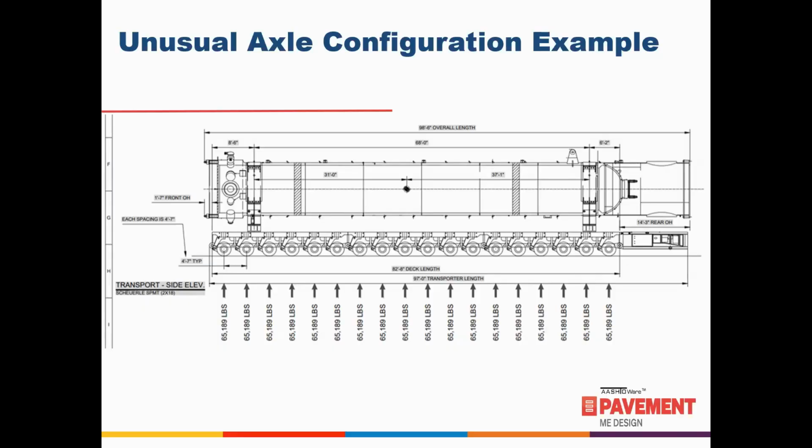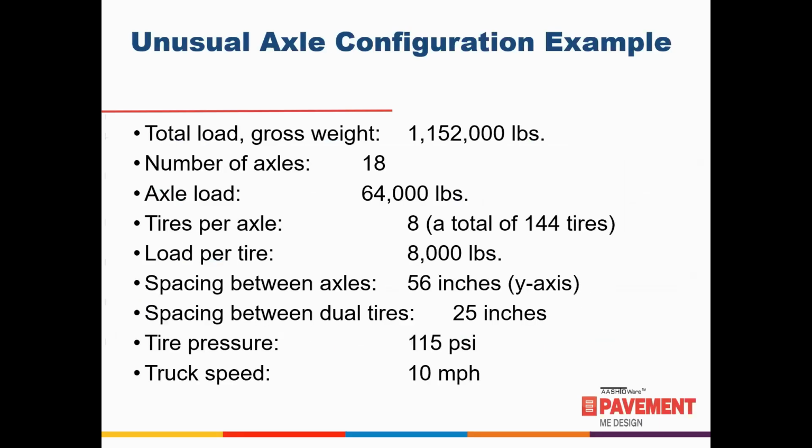The other situation here is figuring out how we're going to configure these wheels in the special traffic module. Looking at the weights here, I rounded down in this case. You can see I'm calling the axle 64,000 for each one. 8 tires per axle, so we have a total of 144 tires. The load per tire is a nice even 8,000 pounds. Spacing between axles is 56 inches. Spacing between the dual tires is 25 inches.